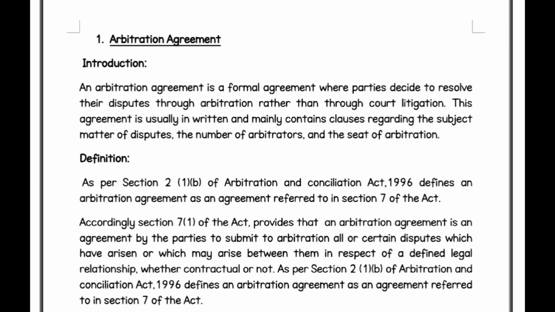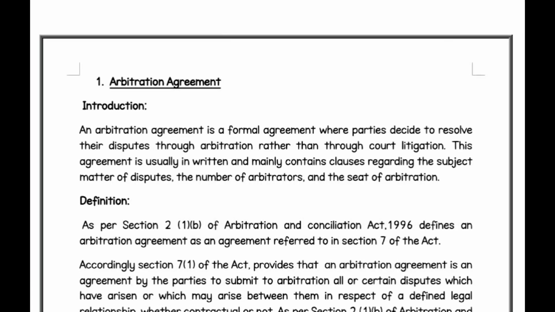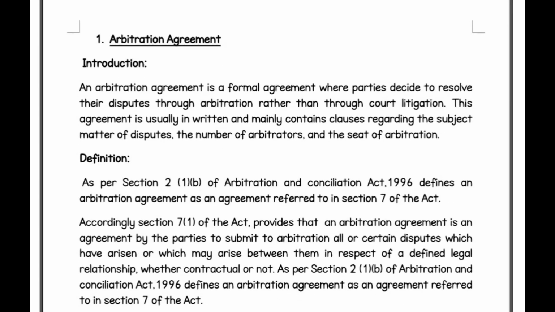whether contractual or not. Here what they are trying to say is that it's an agreement by the parties. They submit to arbitration with respect to all or certain disputes. You can submit the entire dispute to them, or you can submit certain disputes, which may have already arisen, or which may arise in the future, between them in respect of a defined legal relationship. That should be the legal relationship between the parties. It may be contractual or not.